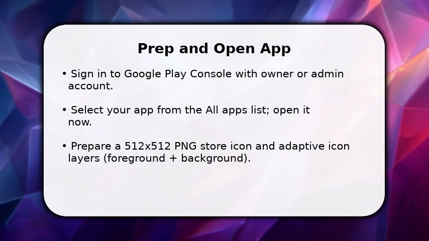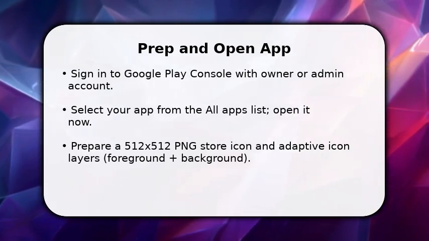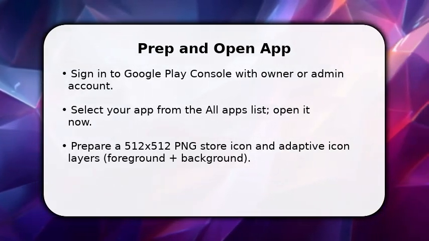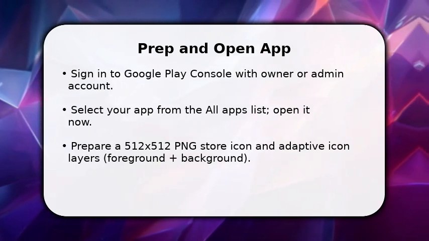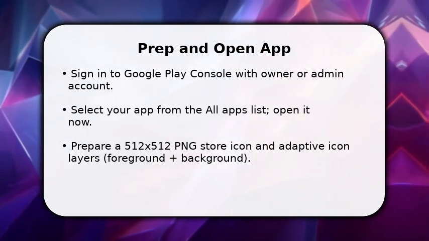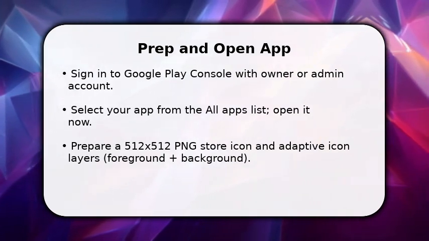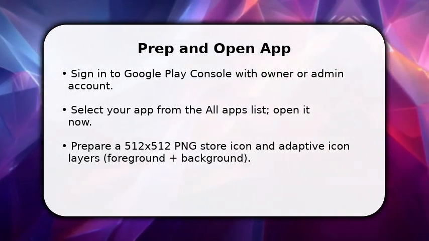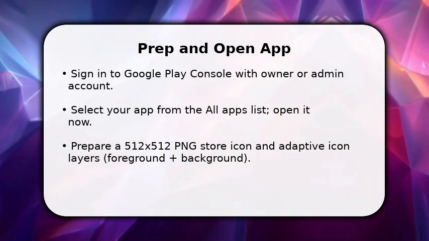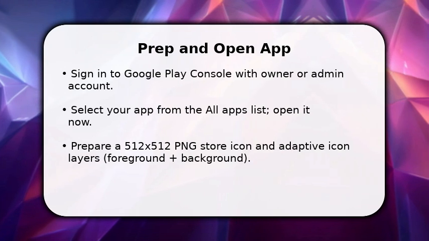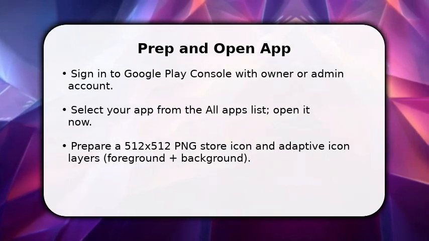Enjoy the video. You start by signing into Play Console with an account that can edit the app. Once signed in, click All Apps and select the specific app you want to update. Make sure you already exported a 512x512 PNG for the store icon and separate adaptive icon layers, foreground and background, so uploads match Google's requirements.